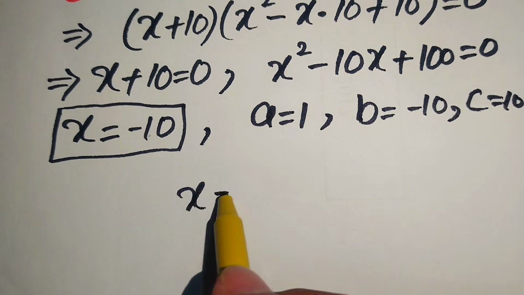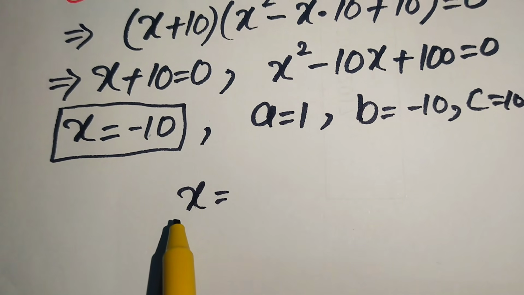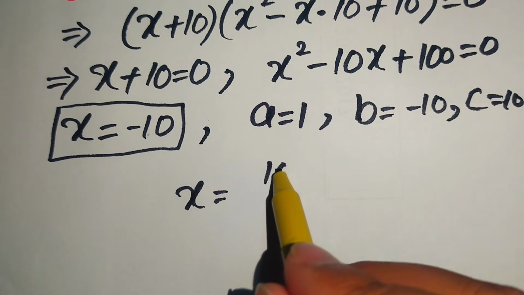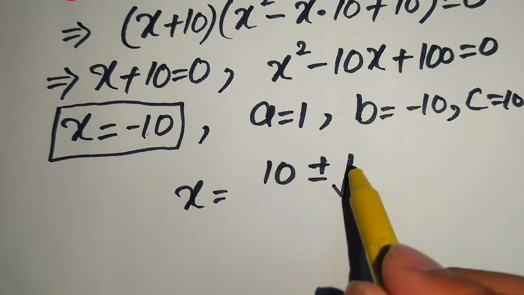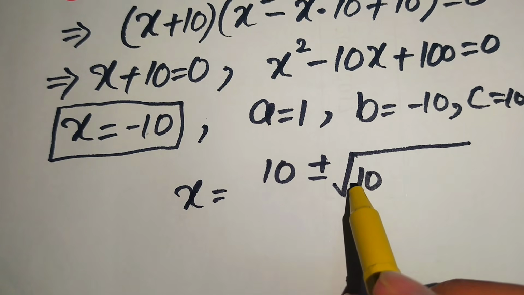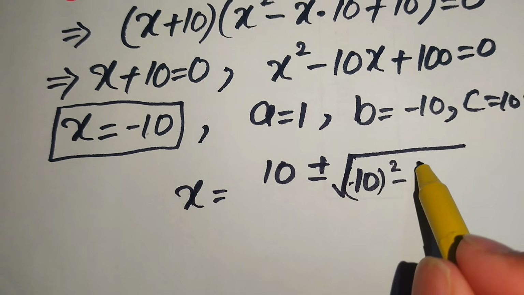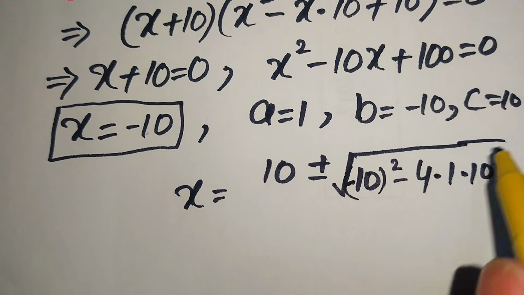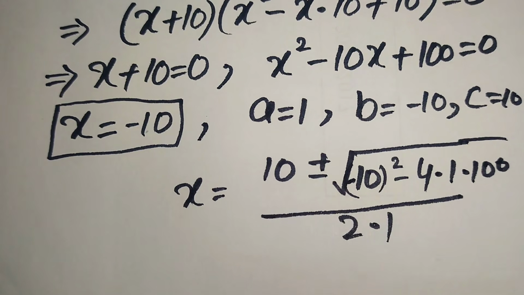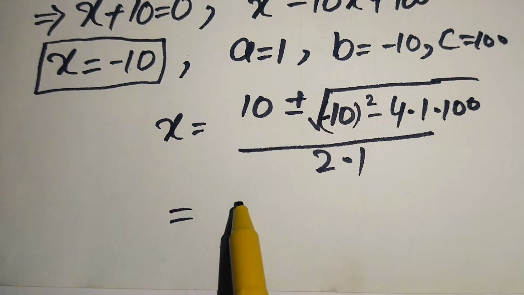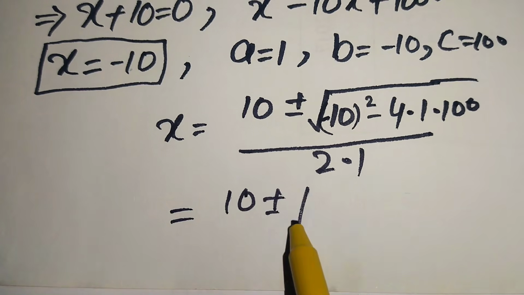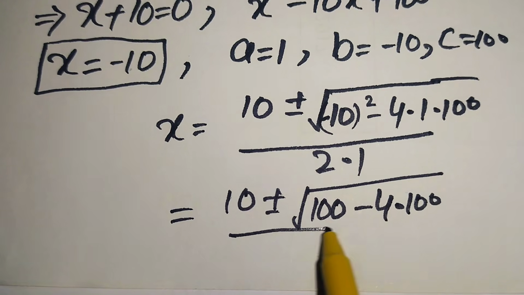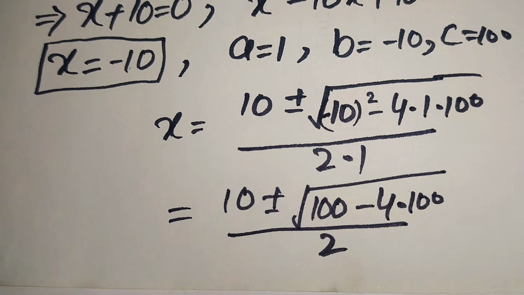Here I can do just some direct steps, because these are repeated steps from case number 1. First we put the value of b, which is −10, so −(−10) becomes plus 10, ± the square root of (−10)² − 4 times a, which is 1, and c, which is 100, divided by 2 times a, where a is 1. So we get 10 ± √(100 − 4·100) divided by 2·1, which is 2.